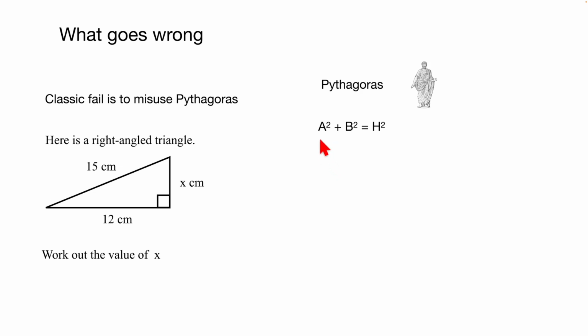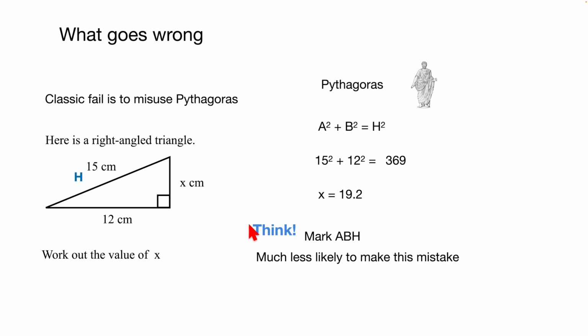Here's our Pythagoras. A squared plus B squared equals h squared. So I just take these two and square them. 15 squared plus 12 squared. And that equals some enormous number. And then I get x equals 19.2. Well, that makes it the longest side. What we've done is we've forgotten that this isn't A and B, this is, say, A, and this is H. What we should have done is squared 15 and subtracted 12 squared. Mark ABH. And if you do that, you are much less likely to make this mistake.